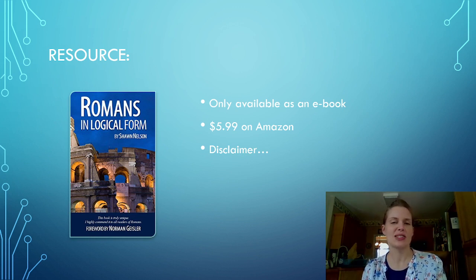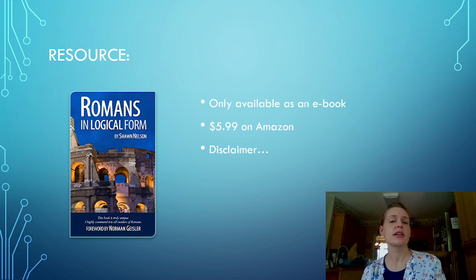Now, recommended resource. I mentioned this last week and I got several remarks, people asking me where to find this resource. I actually used a syllogism straight from this book for my Abraham being justified by works. So this came from this resource. It's called Romans in Logical Form. It's by Sean Nelson, and the foreword is written by Norm Geisler, who most people know as a famous apologist. It is only available as an ebook. It is available on Amazon for $5.99.